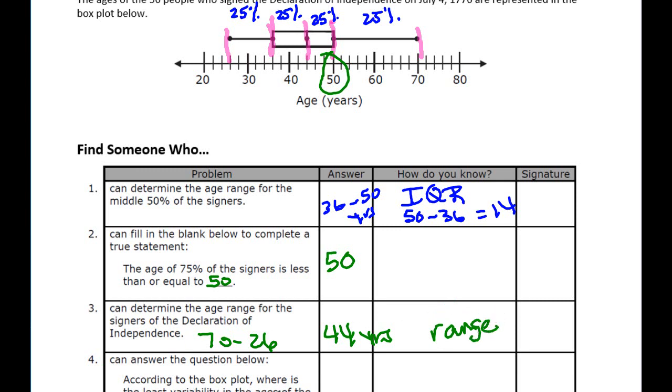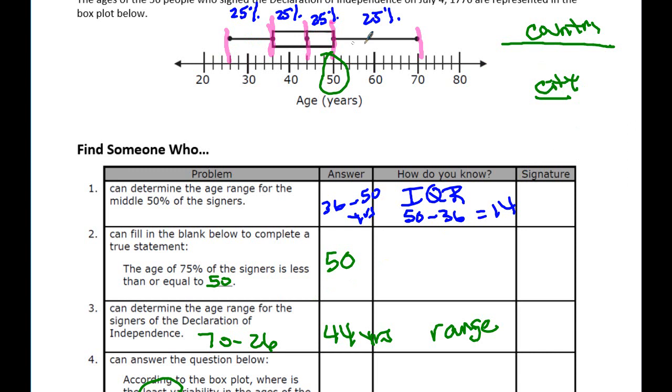And the last one, according to the box plot, where is the least variability in the ages of the signers? And explain. Okay, we just got done talking about that. Are we going to be living out in the country where we're spread out, have a lot of space in between our houses, or are we living in the city where we're clustered together? Least variability means we're going to be clustered. We're going to be living in the city.